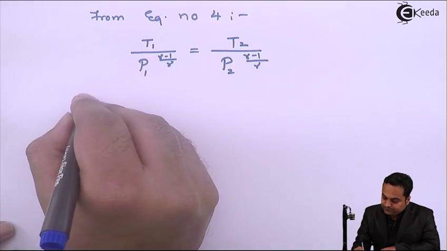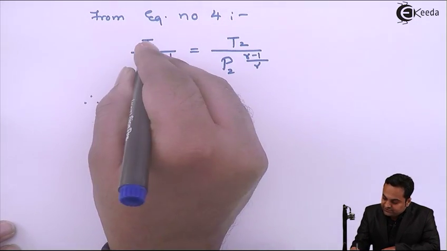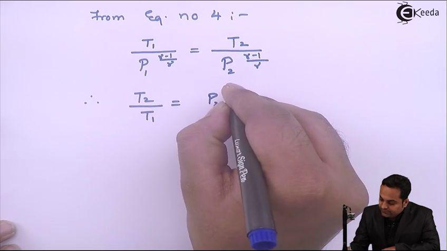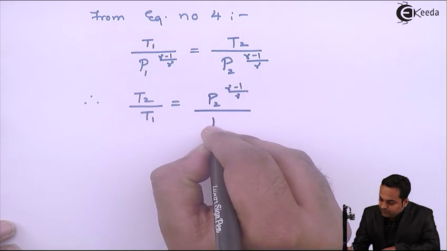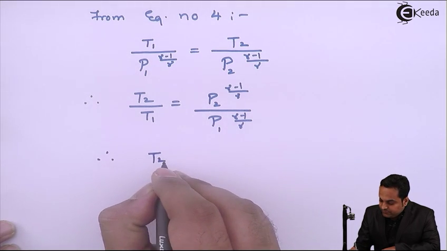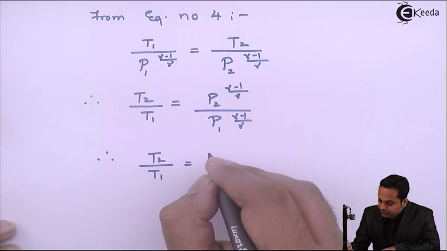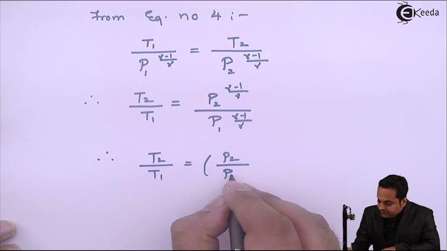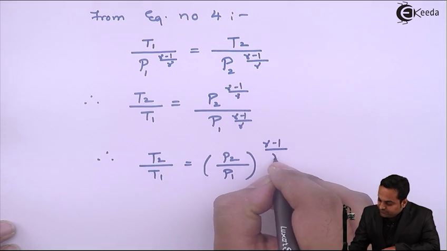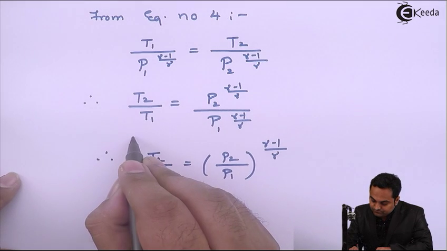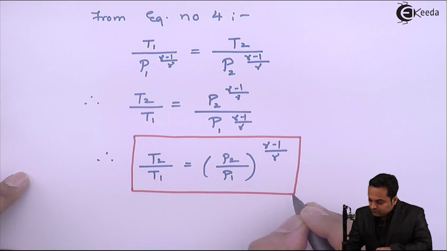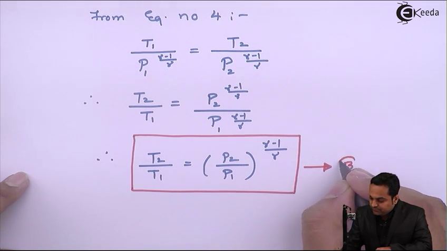So therefore T2, I'll shift T1 on one side, so T2 upon T1 is equal to P2 raised to gamma minus 1 upon gamma upon P1 raised to gamma minus 1 upon gamma. So therefore T2 upon T1 is equal to P2 by P1 can be written like this, numerator upon denominator, and common raised to the power gamma minus 1 upon gamma. So this I'll keep as equation number B.